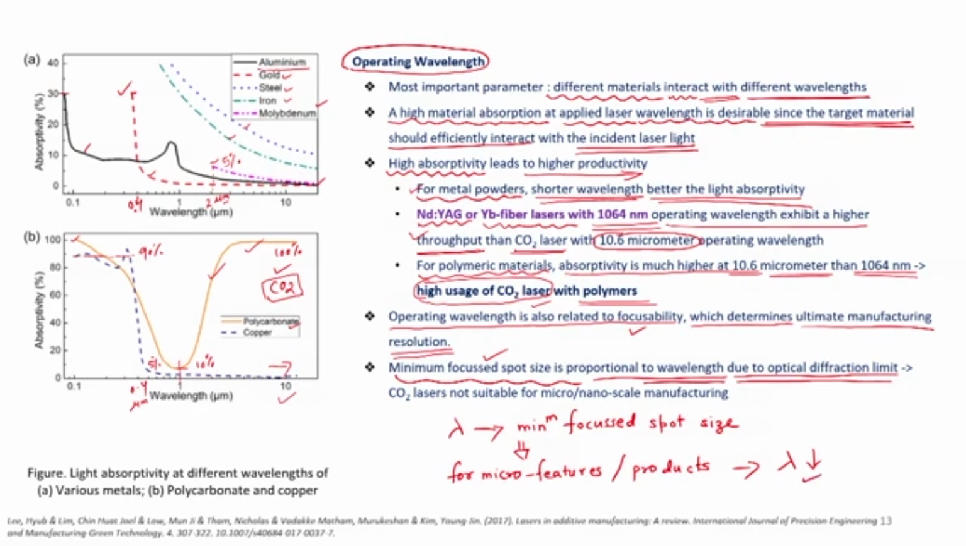So, the Nd:YAG lasers, or the lasers which are working below say 0.1 micron, are also good for generation of micro features. And certainly the CO2 lasers, which have a wavelength of about 10.6 micron, are not suitable for micro manufacturing.